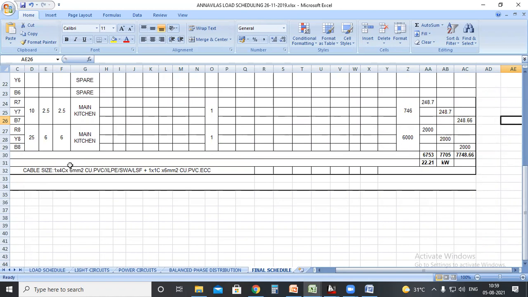Don't get confused by seeing the format of these cables. We will be discussing it in the cable class. So as per the calculation, we need to check the total load. Total load is 22 kW.